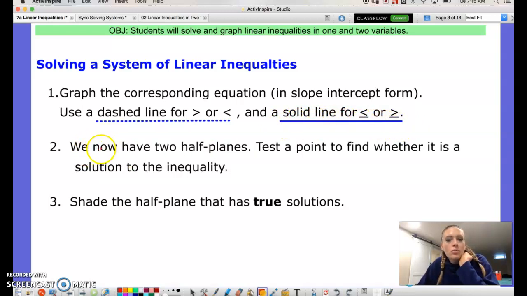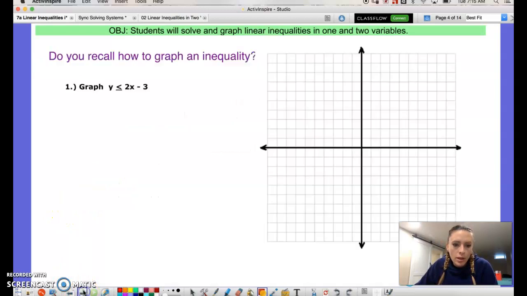We now have to have two planes, so we test a point to find whether the solution is a solution to the inequality, and then we're going to be doing some shading. So some of you probably remember this from Algebra 1, but take it slowly if you don't, and do a lot of pausing and checking. Let's move on. So how do we graph an inequality?